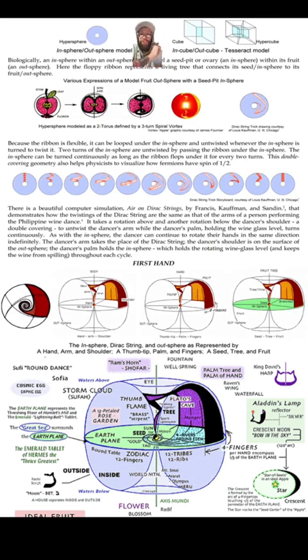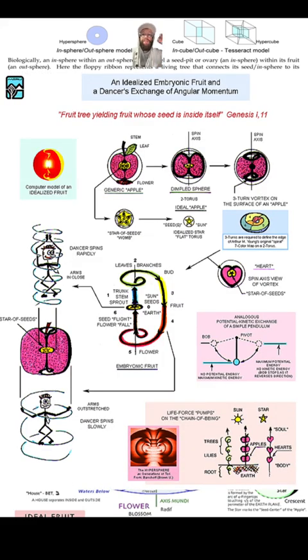Now, the Dirac string concept and the tesseract models help us to explore topology and geometry, robotics, and give us profound insights into the geocentric toroidal model of Earth. So by exploring higher dimensional spaces like the tesseract and understanding their applications in mathematics, computer science, and engineering, as well as biological analogy, because in biology, this concept can be compared to a seed pit or an ovary insphere within its fruit outsphere.